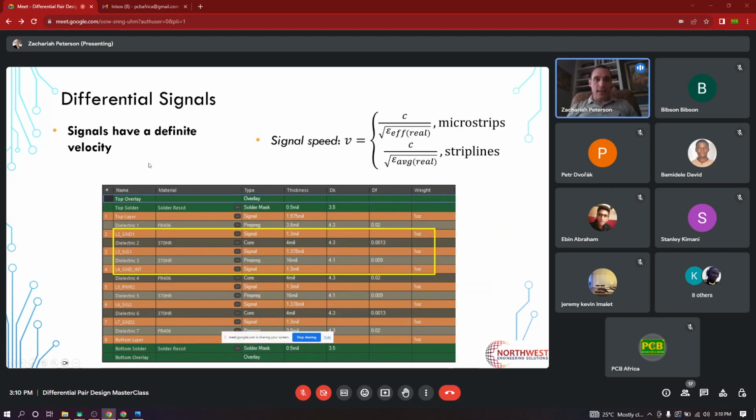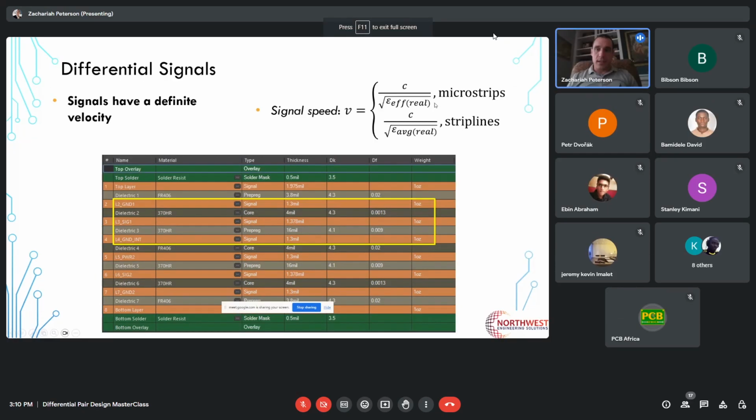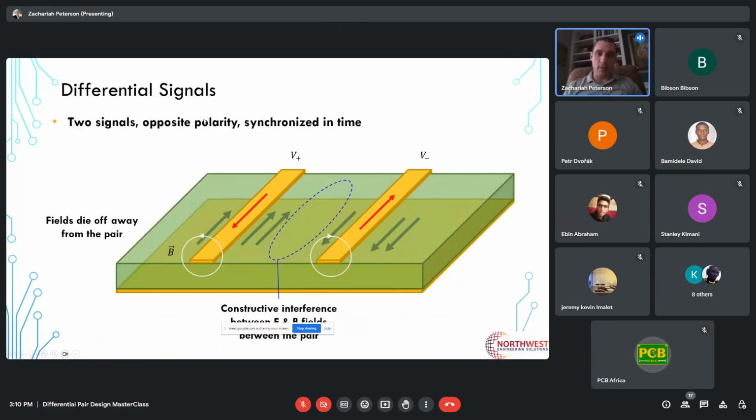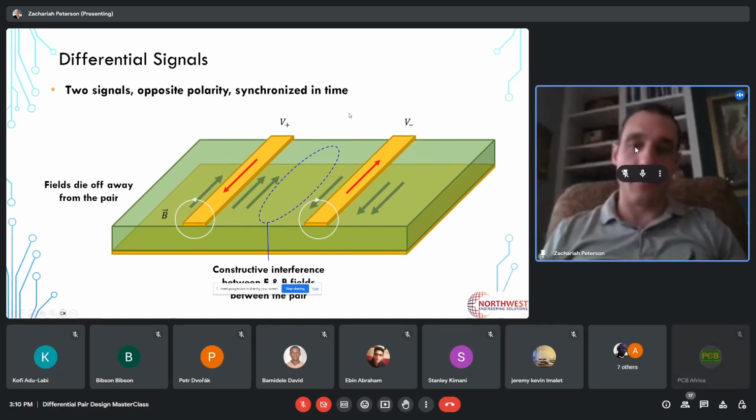Now, as these signals travel along the differential pair, they of course have some speed. The speed is dependent on the dielectric constant, the real part. For microstrips, we have an effective dielectric constant because some of this field exists in air. And so you have something like an average. It's not exactly that, but it's kind of like an average between the dielectric constant of your substrate and the dielectric constant of air, which is very close to 1.